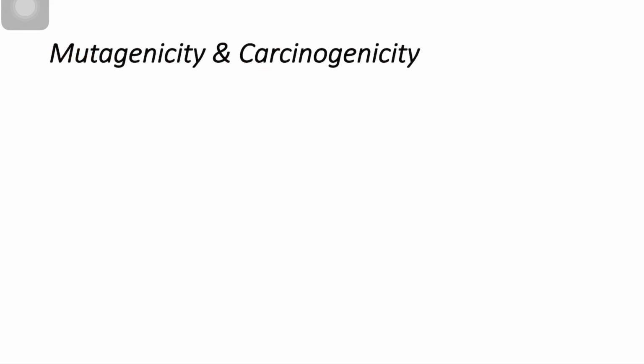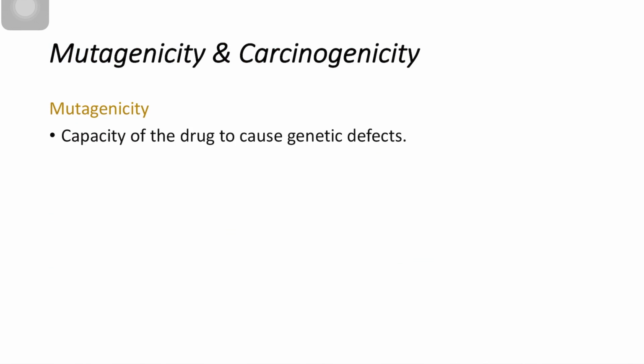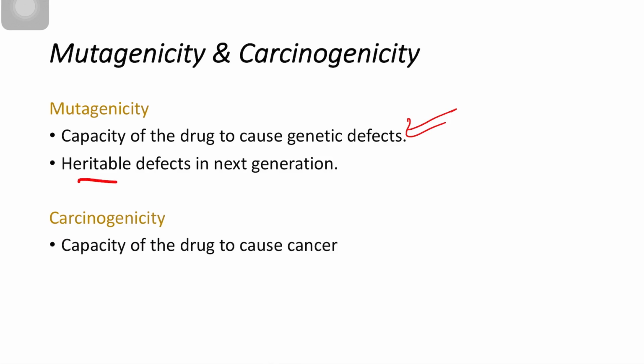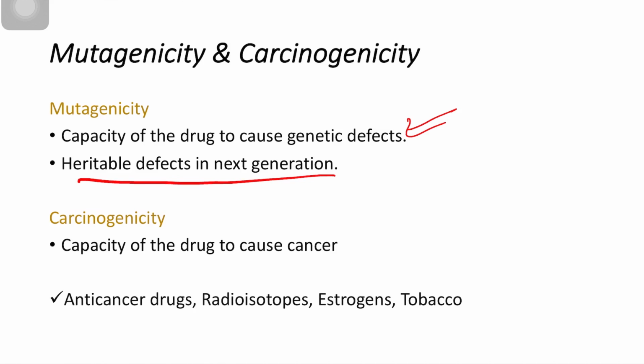One more kind of adverse drug reaction is mutagenicity and carcinogenicity. This we have already discussed. Mutagenicity means the ability of a drug to cause genetic defects that affect the gene, and eventually the response gets affected. These are some of the heritable defects to the next generation as well. So there are drugs which can produce mutagenicity, and to check this, we do experimentation mostly on animals. And then comes the carcinogenicity.